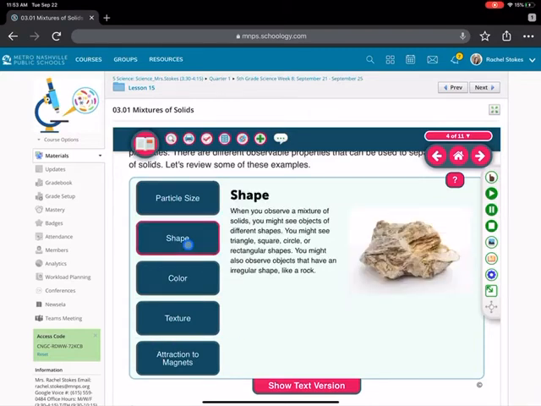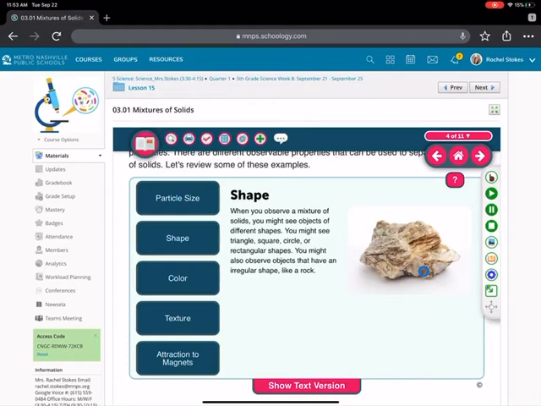Okay? We can also observe shape when we're talking about a mixture of solids. So you might see a triangle, a square, a rectangle. You probably are going to see 3D figures most often. So some of these 3D figures might have an irregular shape, like this rock over here.